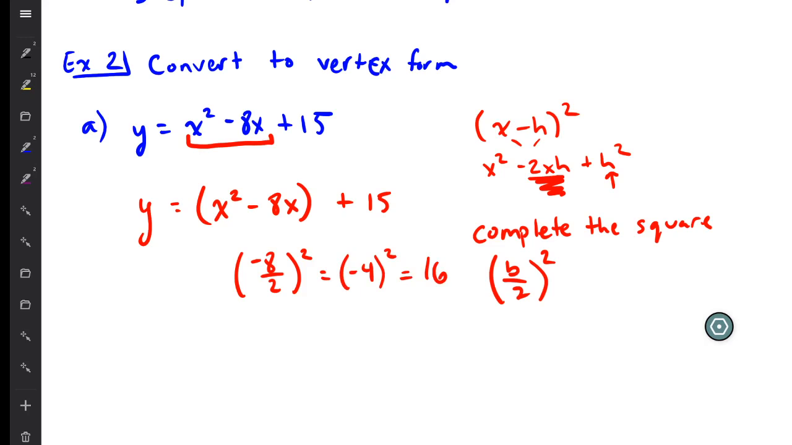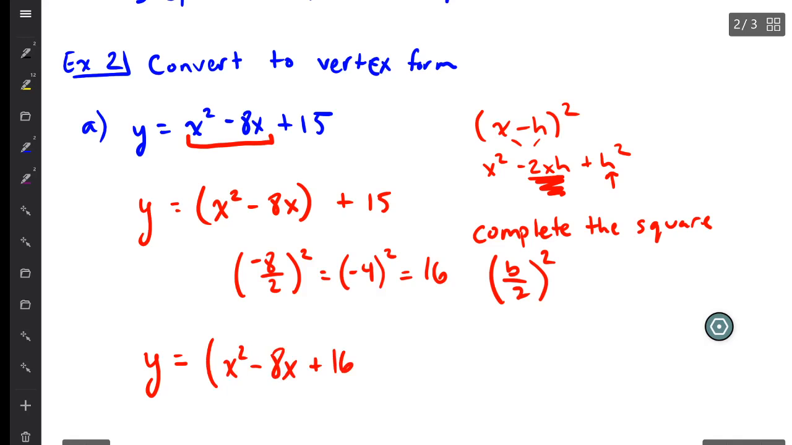Well, I don't have plus 16. So what I need to do is come inside my parentheses and just add a plus 16. But in math, I can't ever just add plus 16. That's going to change my whole graph. That would shift my graph up by 16. So what I have to do outside the parentheses is subtract 16. If I added 16 and I subtract 16, I didn't really change anything. I basically added 0, which wouldn't change my graph.